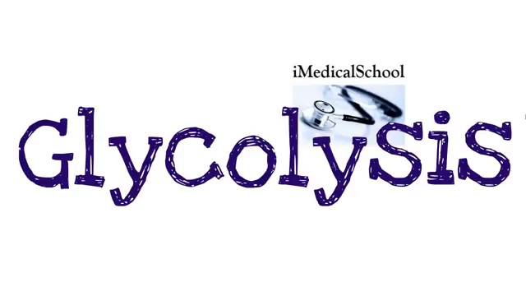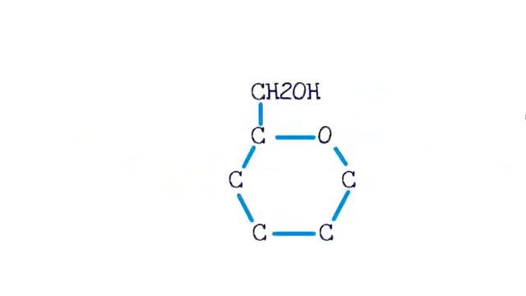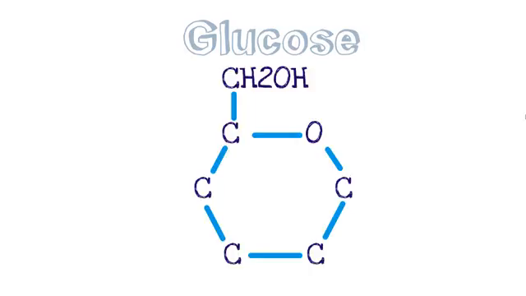Hey, this is Dr. K from iMedical School, and today we're going to cover glycolysis and make it as easy as possible to understand. So let's get started. First off, let's identify the molecule that enters the glycolysis pathway. The first molecule that enters the glycolysis pathway is glucose. Glucose is a 6-carbon molecule, pictured here as a hexagon.